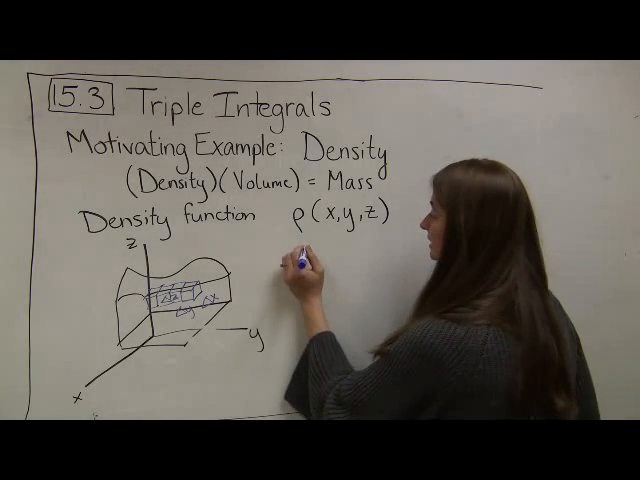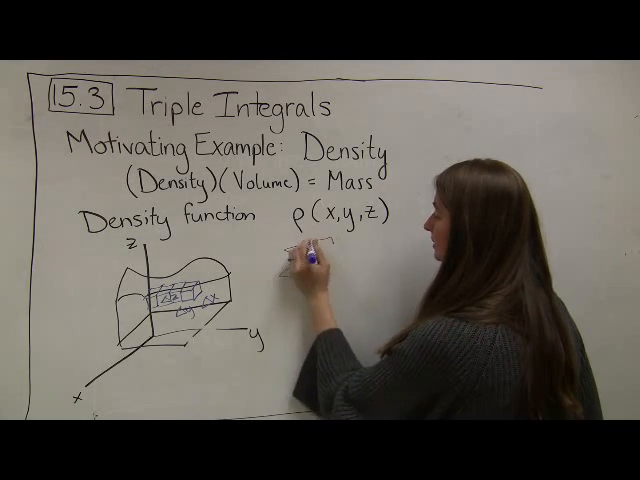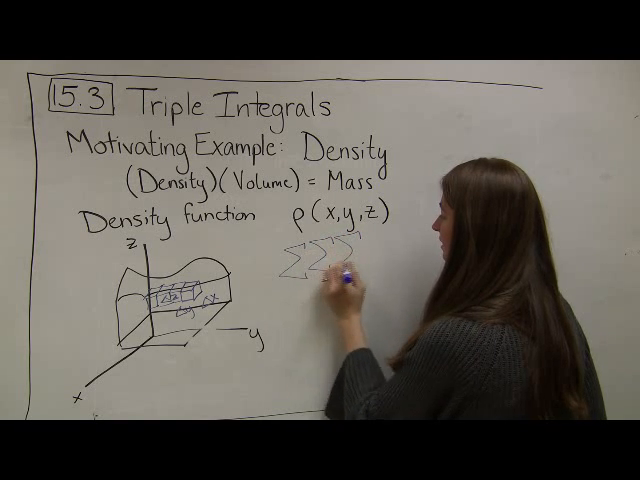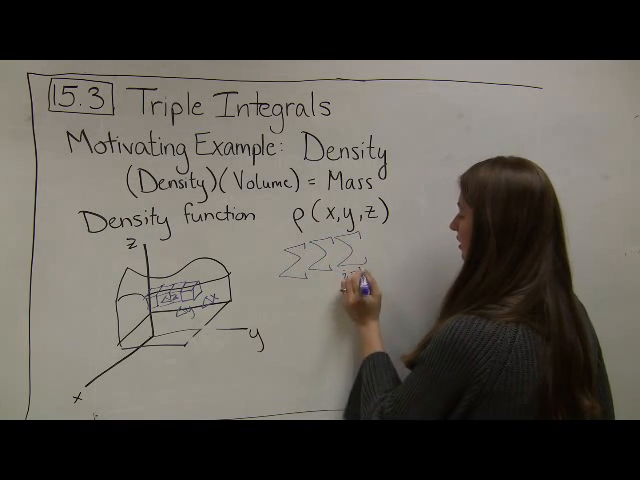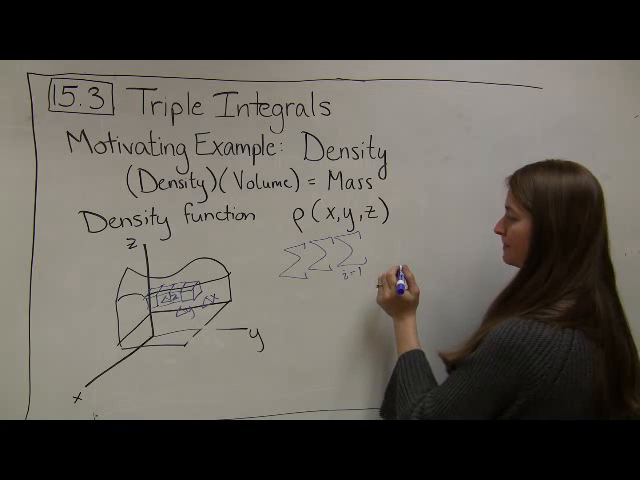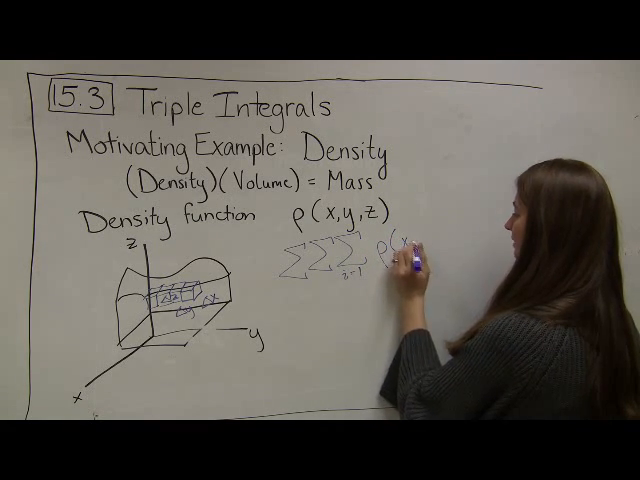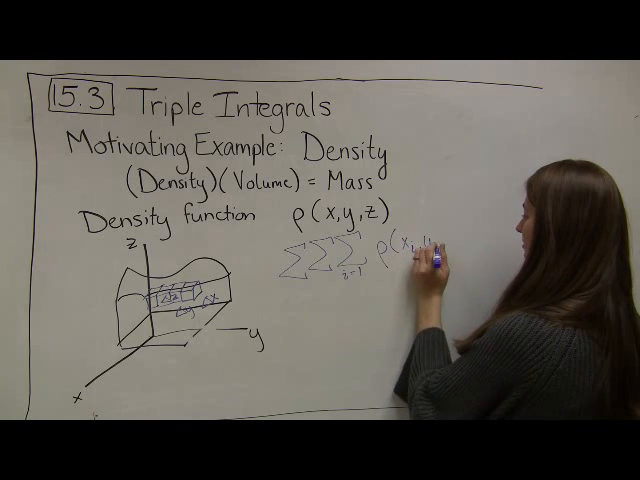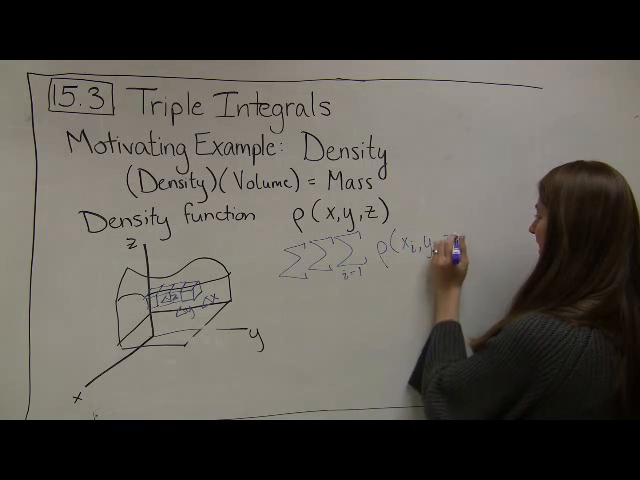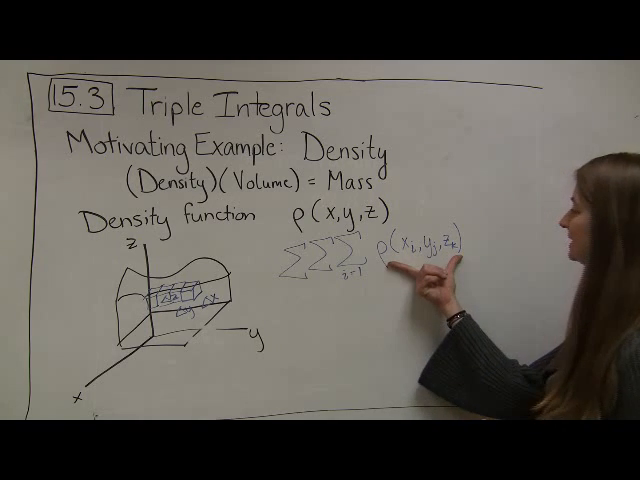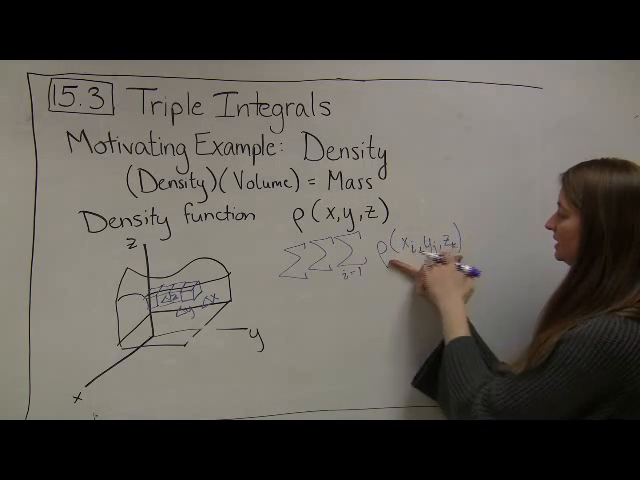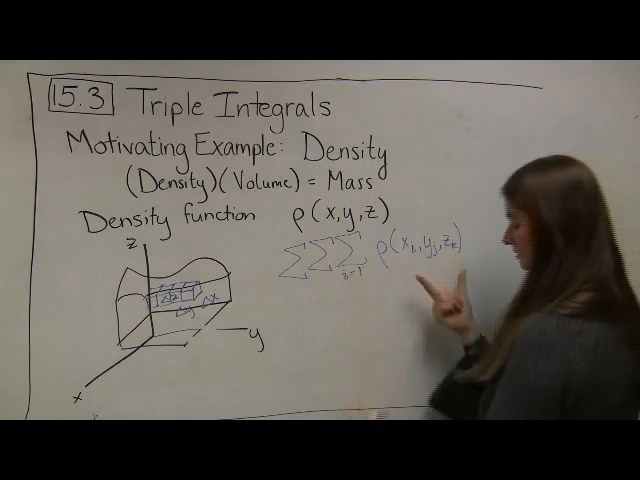Formally, what I mean is, I'm going to sum up a whole bunch of cubes. My cubes are going to be, here, maybe I should write out what I mean. x sub i, y sub j, z sub k. So this is my density function, and I'm evaluating the density for one cube.